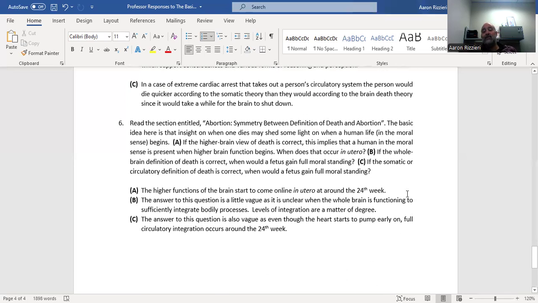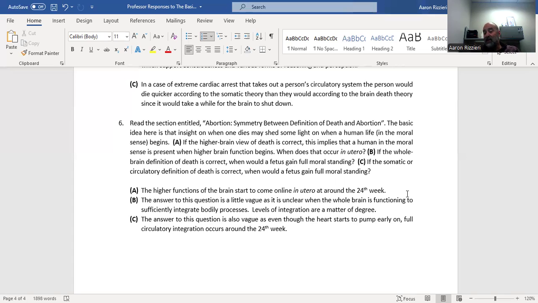Okay, final question. Read the section entitled Abortion. Symmetry between definition of death and abortion. The basic idea here is that insight on when one dies may shed some light on when a human life in the moral sense begins. So when do we get full moral standing? Question 6A says, if the higher brain view of death is correct, this implies that a human in the moral sense is present when higher brain function begins.